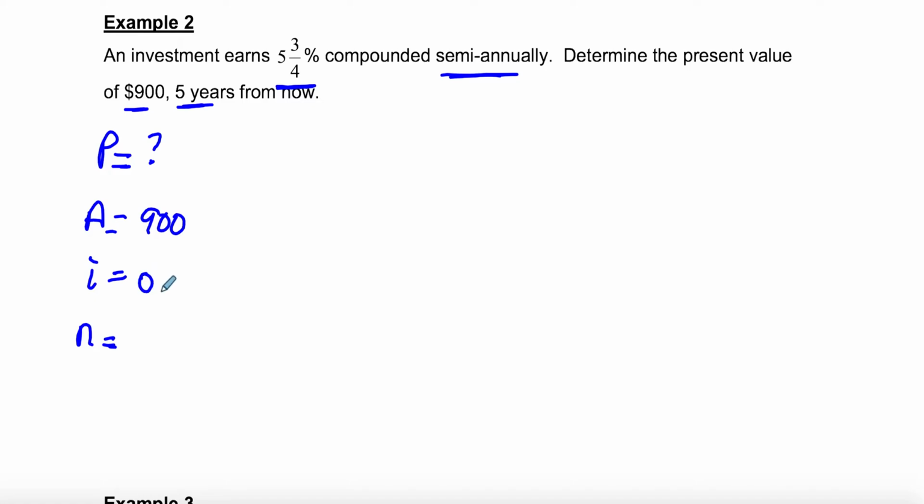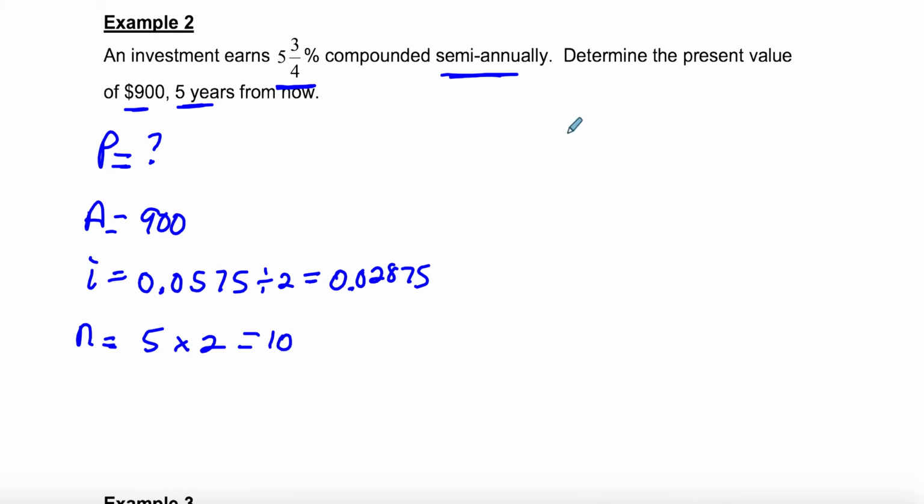The interest rate, 0.0575, because it's 5.75%, but I'd have to divide it by 2 because it's semi-annually, twice a year. So I get 0.02875. And then the n, it said 5 years. Semi-annually though, so I get 10.